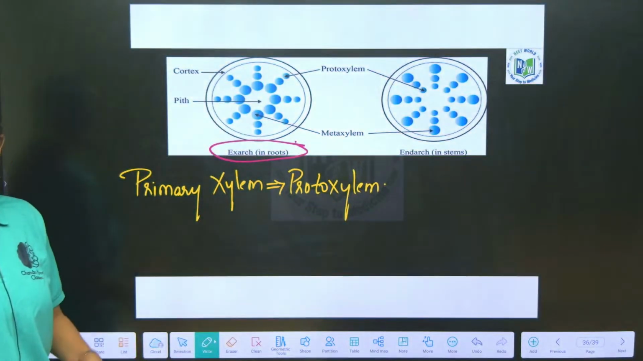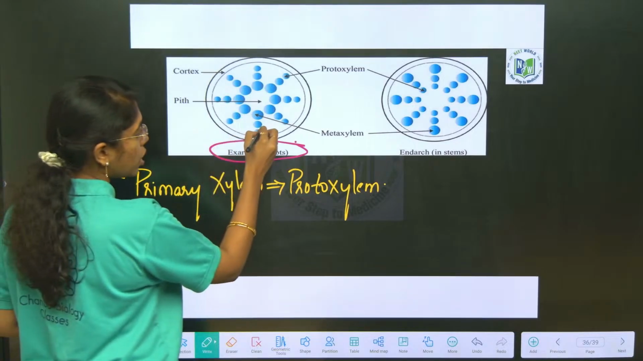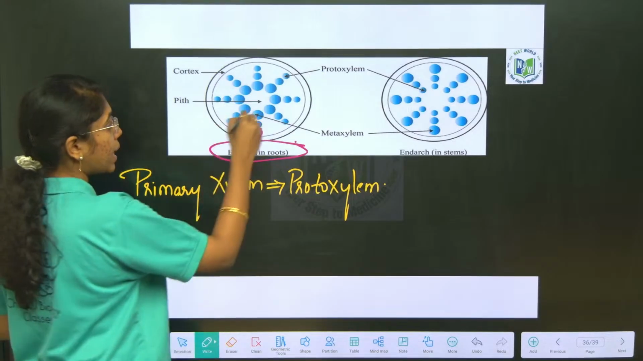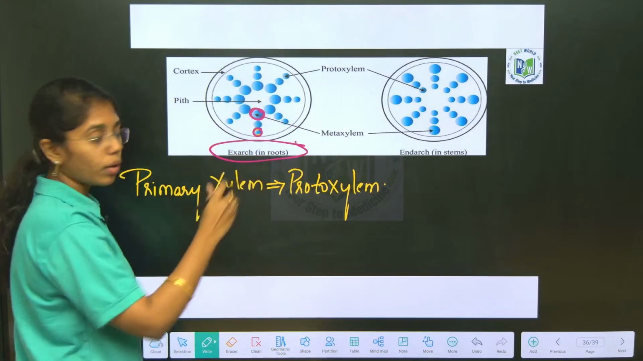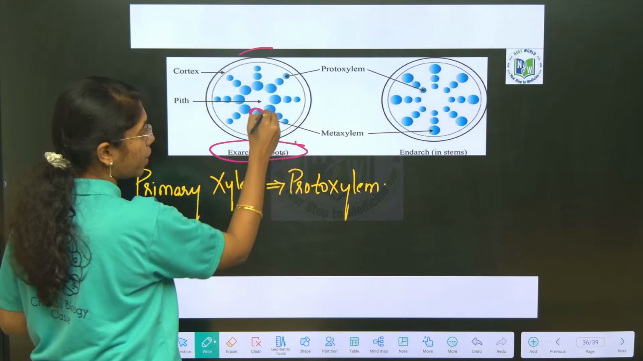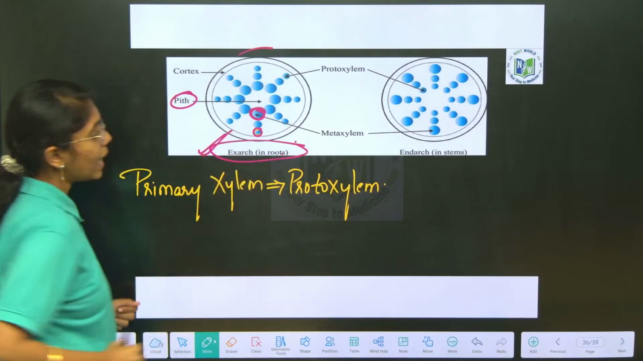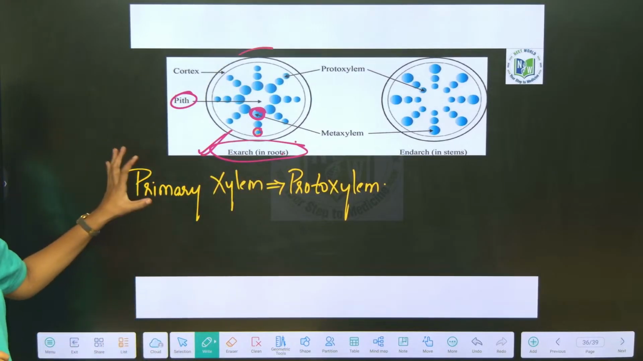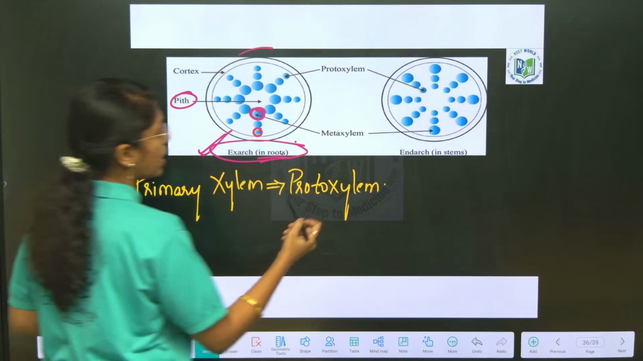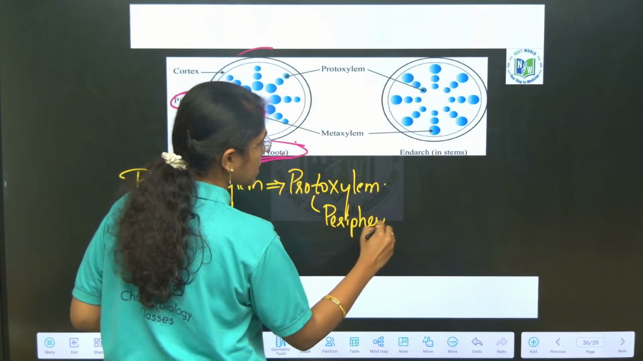Matured xylem or later formed xylem is what? Metaxylem. So, if the first formed xylem or protoxylem is at the periphery and metaxylem is at the center, okay, this is the stellar region, protoxylem is at the periphery, metaxylem is at the center close to the pith, then what is it called? Exarch type of xylem, observed in what? Roots.